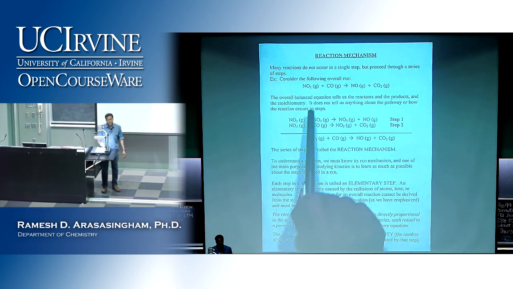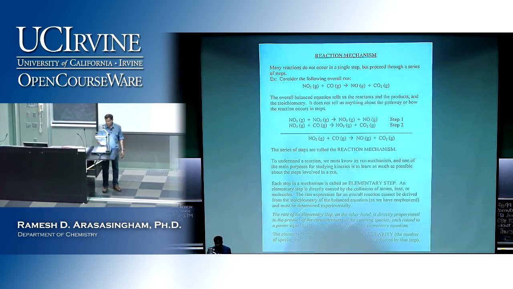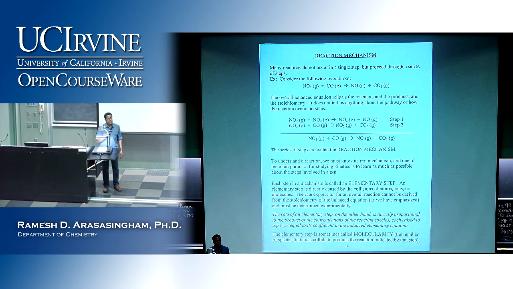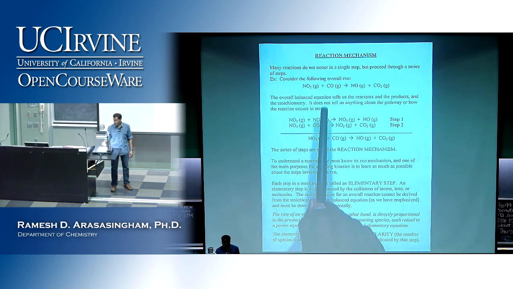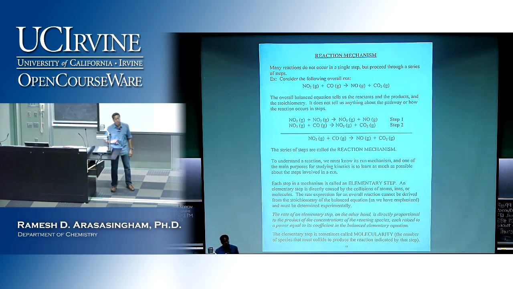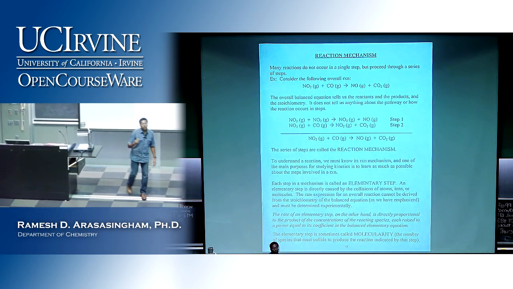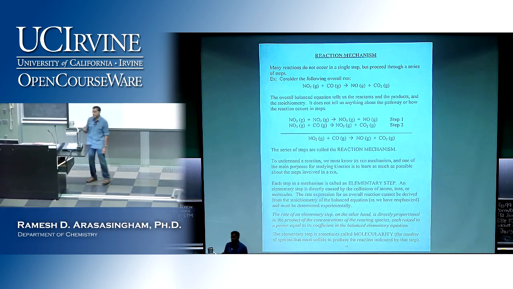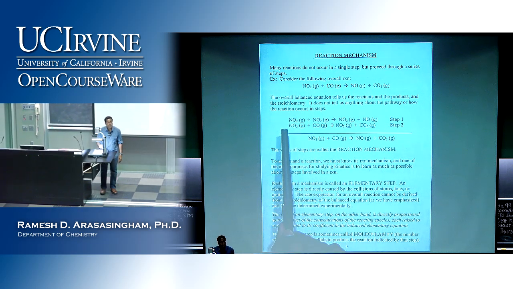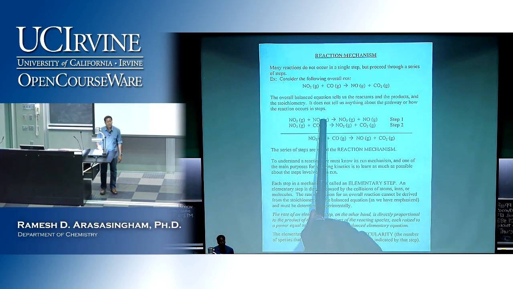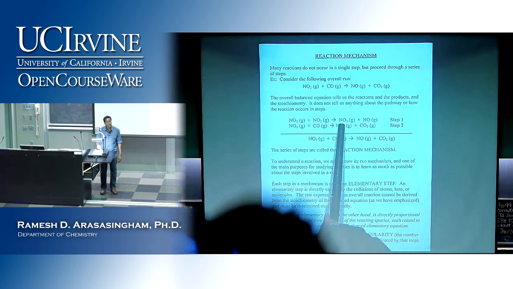The overall balanced equation tells us the reactants and the products and the stoichiometry, the relative ratios in which the reactants react to give you products. It does not tell us anything about the pathway or how the reaction occurs in steps. In reality, one molecule of NO2 reacts with another molecule of NO2 to give you NO3 plus NO.